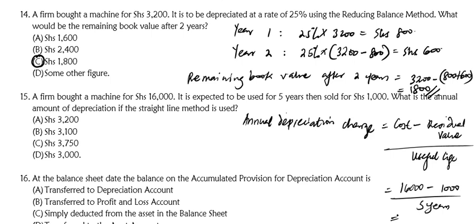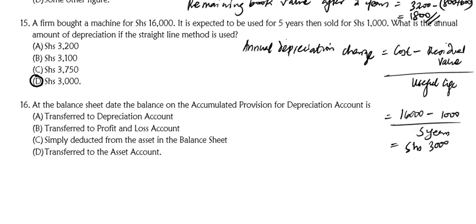How much is our annual depreciation? So 16,000 minus 1,000 divided by 5 years, that gives us shillings 3,000. So the answer is D. The annual depreciation is 3,000 if the straight line method is used. So under the straight line method, the annual depreciation charge will always be the same.